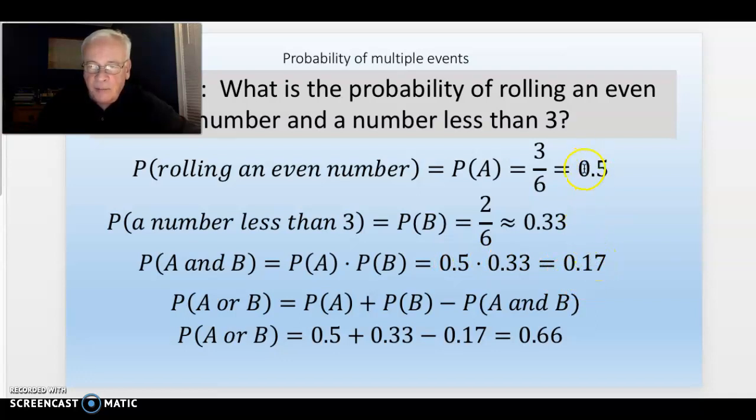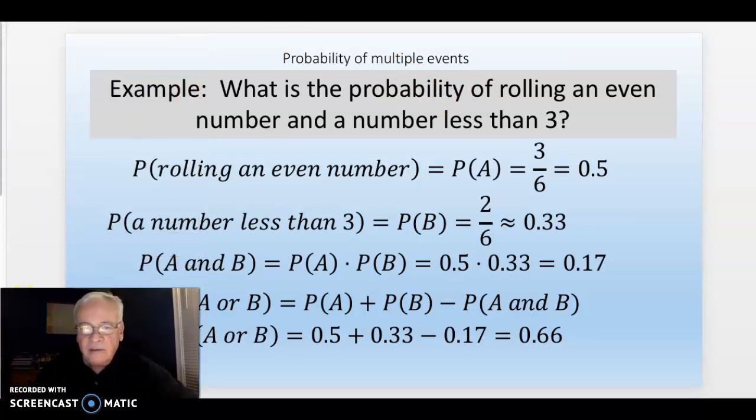So take 0.5, add 0.33, and then subtract 0.17. That's what we do right here. And we get 0.66, which you can recognize as 2/3, or 4 out of 6, which makes sense. What's the probability of getting an even number and a number less than 3? There's 4 ways to do it. So it's 4 out of 6, okay?